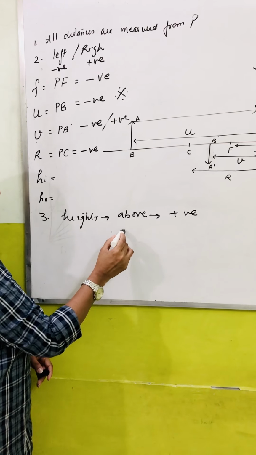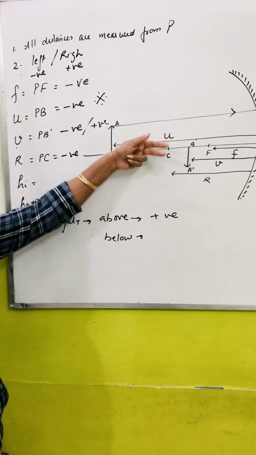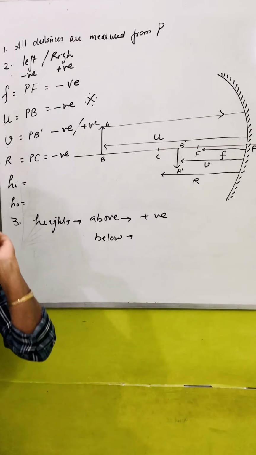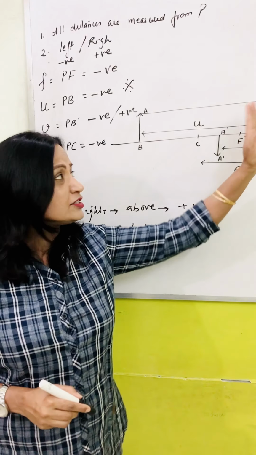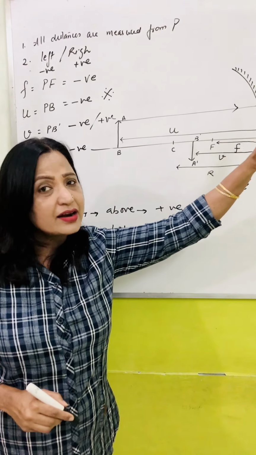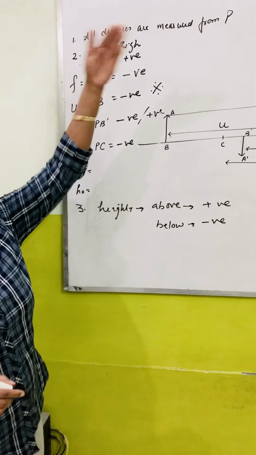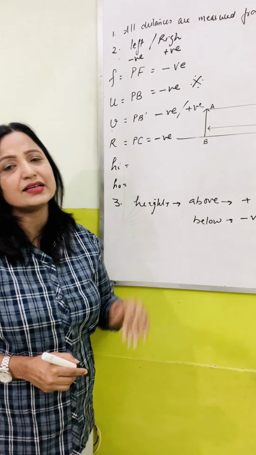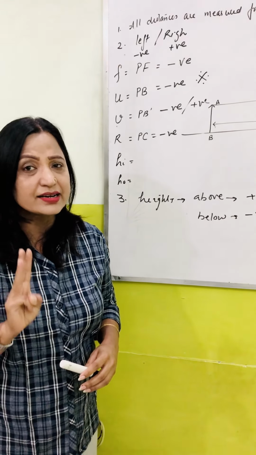All the heights below the principal axis, like you can see here, the image is real. So if its height is suppose 3 centimeters, then we will take it as -3. So all the heights below the principal axis are taken negative. Suppose this is the same last case in which the image was virtual. There the height will also be positive. So any height measured above the principal axis is taken positive, and that measured below the principal axis is taken negative. So these are the 3 rules of Cartesian sign conventions.